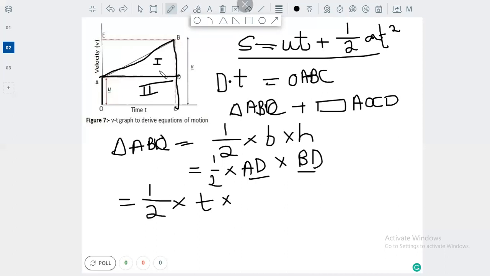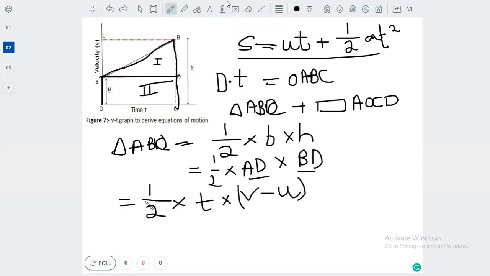Because as I said, acceleration is equal to change in velocity by time, in the first equation. So that is the reason I have taken A is equal to BD by AD. BD is nothing but the change in velocity in this graph. So here half into T into BD, that is V minus U. Till here it is clear, no?